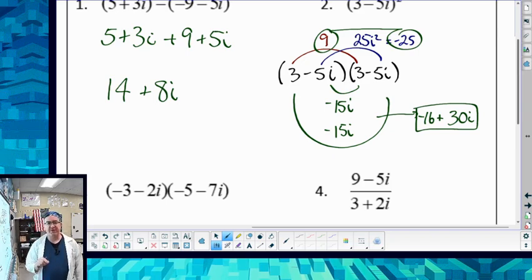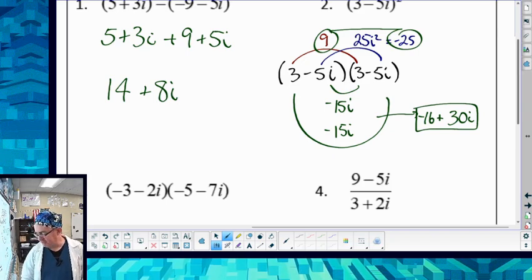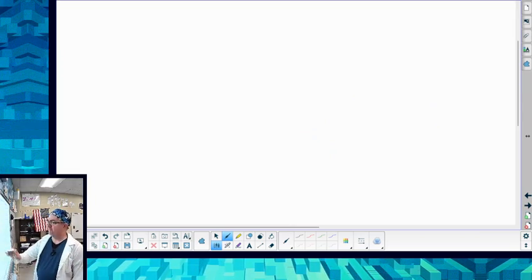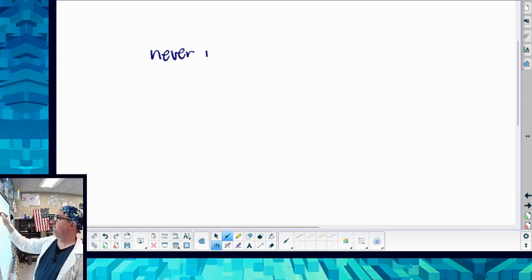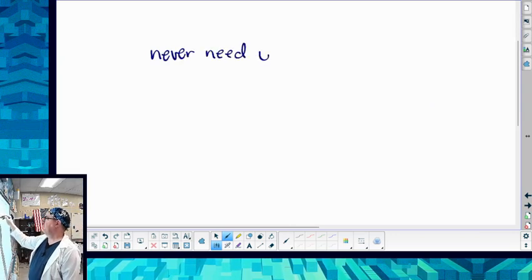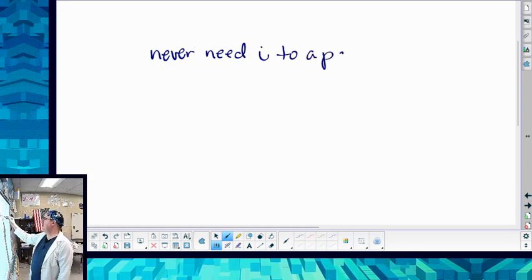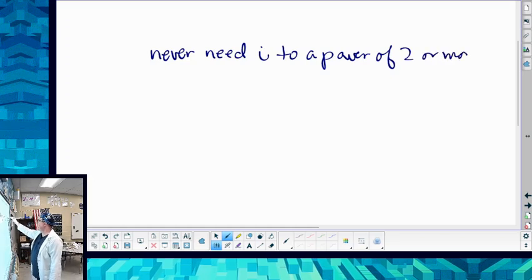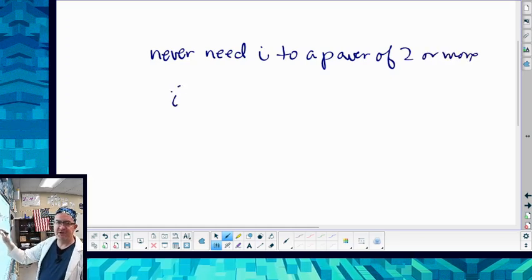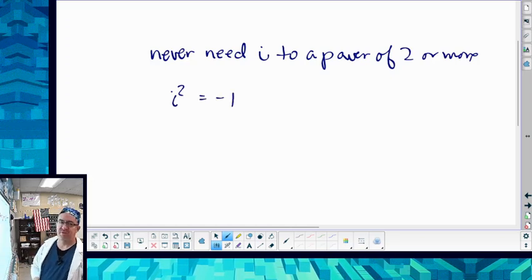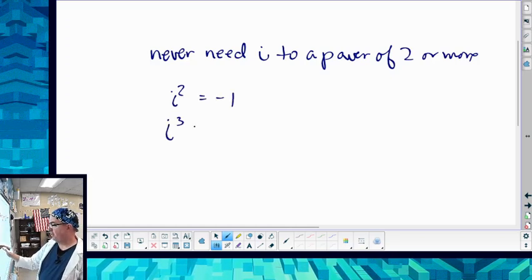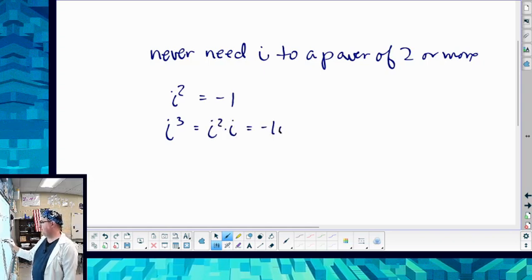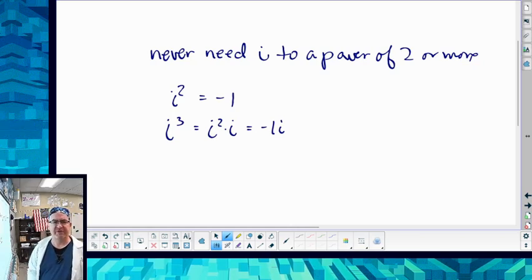Now, what I was saying is one thing, and you may want to put this on the back, do this in some separate notes. You should never have i to a power of 2 or more. The reason being is because if I have i squared, that's negative 1. So if I have i to the third, that's just i squared times i, which is negative 1i, or you could read it as the opposite of i.